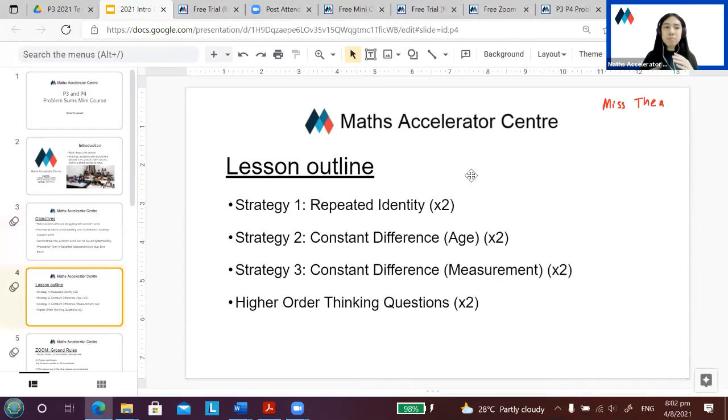So let's just briefly go through our lesson outline. We are doing 3 strategies today. The first is repeated identity. The second is constant difference with age. And the third is constant difference with measurement. We also have some higher order thinking questions. So there are 2 for each of these categories. Don't worry if you don't know what they mean just yet. We will be going through them very soon.